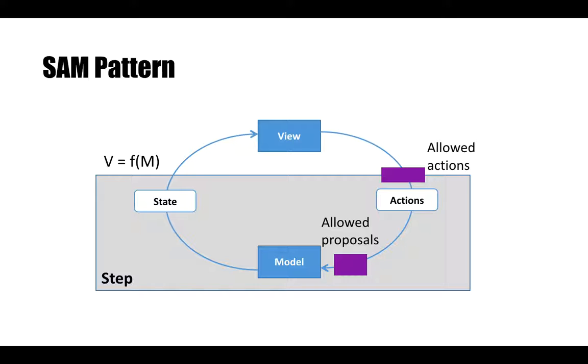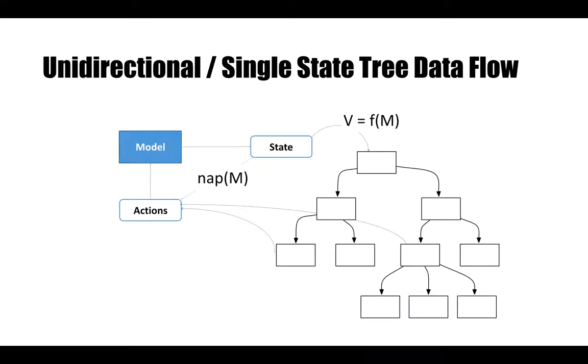Now you can go back to a specific step in time because you use the SAM pattern. The SAM pattern itself is a unidirectional data flow with a single state tree. Just like Redux and Flux. Again, React has been extremely innovative. It showed the way on a number of concepts.